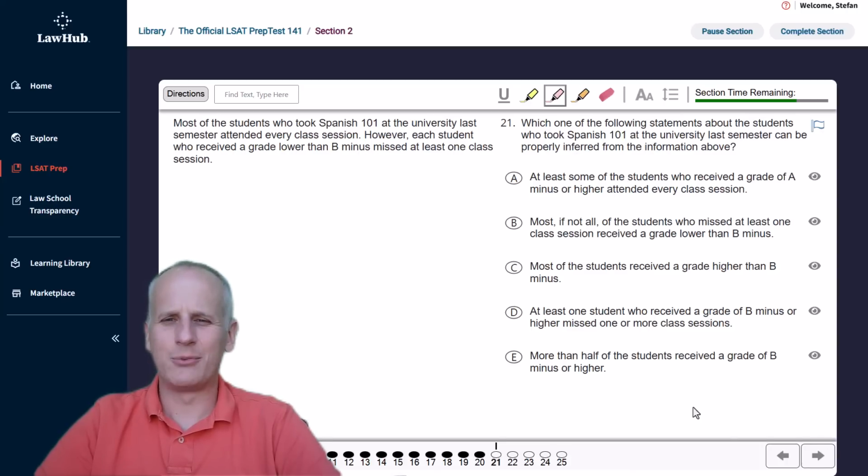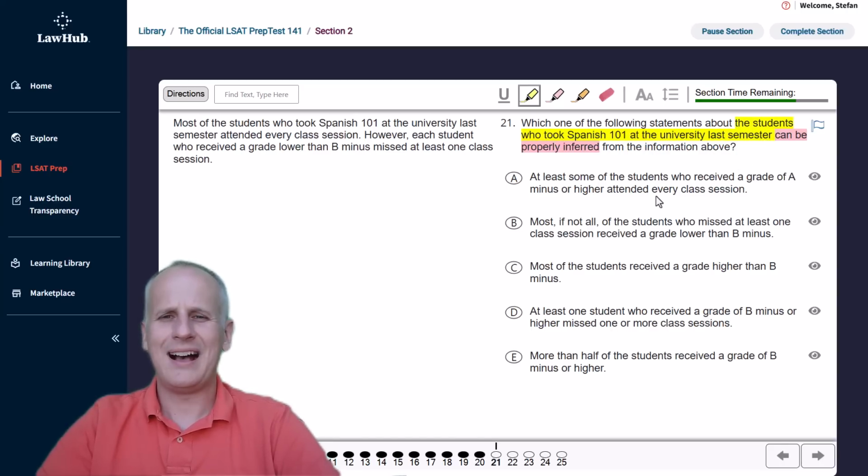So 21 stem reads, which one of the following statements about the students who took Spanish 101 at the university last semester can be properly inferred from the information above? So this is actually kind of in two pieces. We want to highlight the task of identifying an inference. So we're looking at what can be properly inferred, but we've got a specific population we want to be focused on, which is going to be the students who took Spanish 101 at the university last semester.